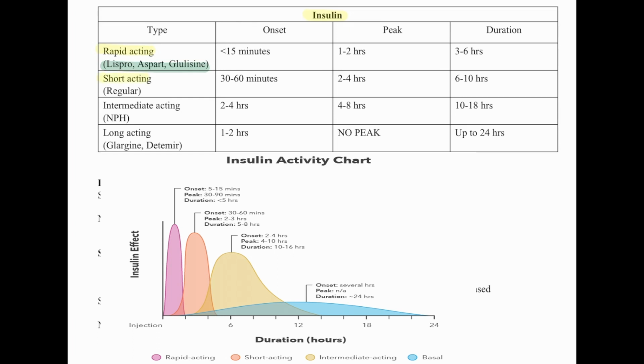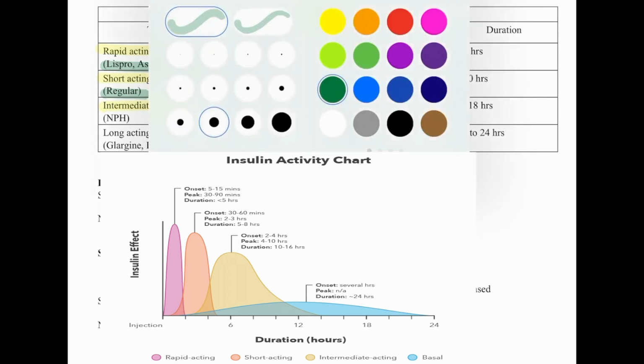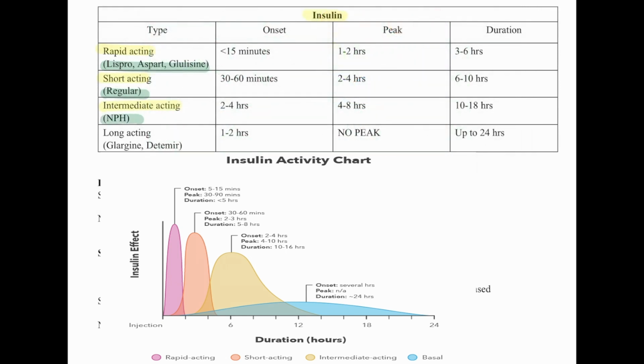Then we have our short acting. This is just our regular insulin. Its onset is 30 to 60 minutes with a peak in 2 to 4 hours and a duration of 6 to 10 hours. Then we have our intermediate acting. This is our NPH. This has an onset of 2 to 4 hours, peaks 4 to 8 hours, and a duration of 10 to 18 hours.